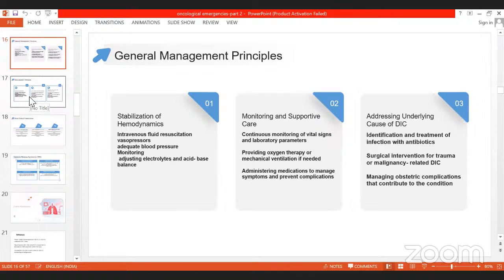So firstly, whenever there is a DIC, even for cancer, we need to identify and treat the infection with antibiotics, and any surgical intervention for trauma or malignancy-related DIC, and obstetric complications or any other things during that time are also to be managed. But mainly for cancer, we see what the main cause is, and then we need to treat the cause of the DIC along with giving supportive treatment. Stabilizing the hemodynamics plays an important role in supportive care.